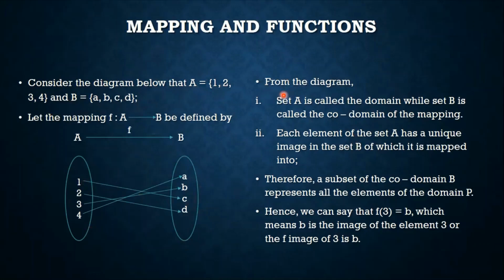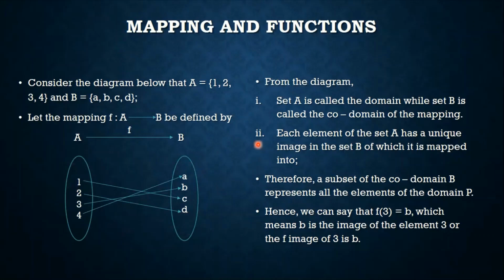Now, from the diagram, we can see the following comments. The first comment here is that set A is called the domain, while set B is called the codomain of the mapping. So set A is the domain, and set B is the codomain. Why is set A the domain? Generally, the set at the left-hand side is always called the domain, and the set at the right-hand side is called the codomain. But what are the other reasons?